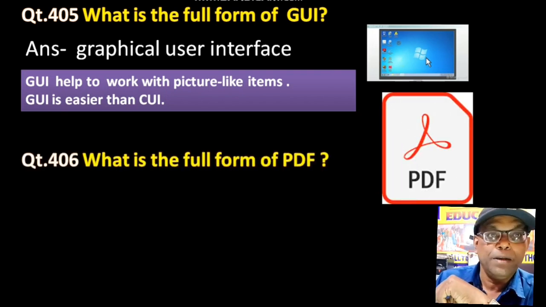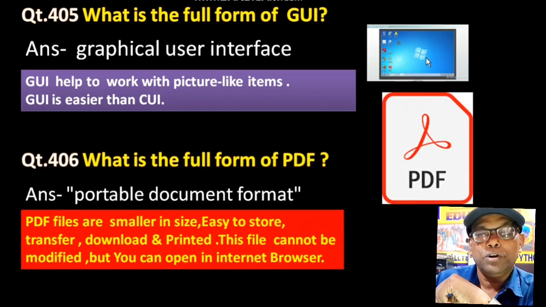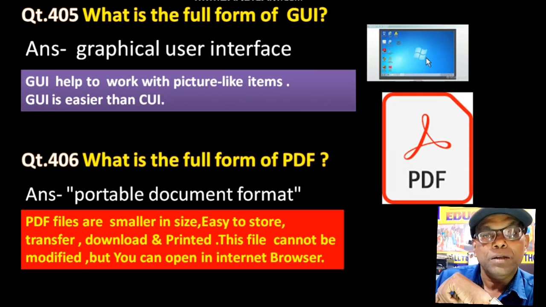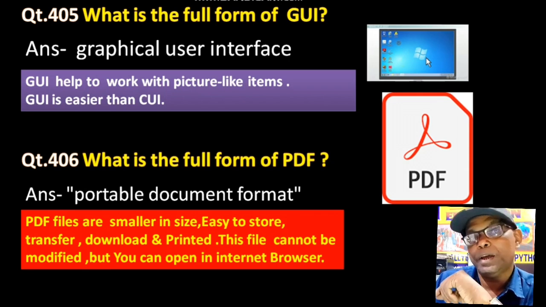What is the full form of a PDF? Portable Document Format. This is a new technology of a file system, portable document format. This file cannot be modified. This is the drawback of this file. But you can open it in an internet browser. This format was developed by Adobe Incorporated in the year 1992.